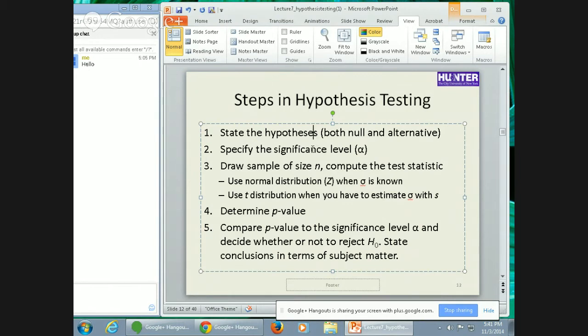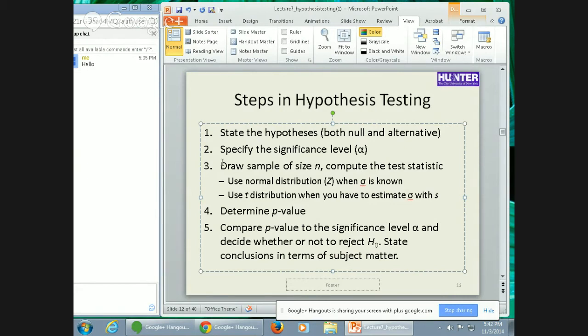At this point, you specify your significance level before you've done the test. At what level alpha are you going to reject the null hypothesis? It's usually 0.05, but not always, and it's worth stating what you're going to consider to be a significant finding, what your allowable type 1 error rate is. At this point, you go ahead and draw your sample size n, and compute a test statistic.